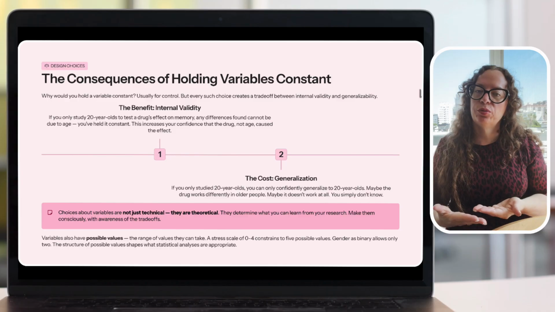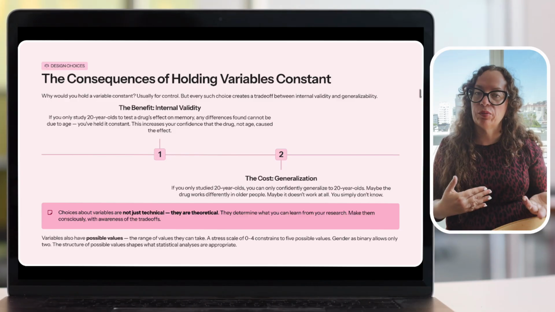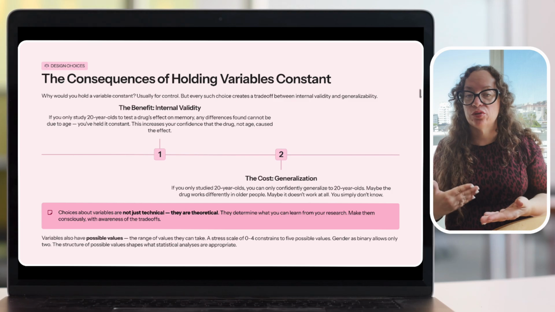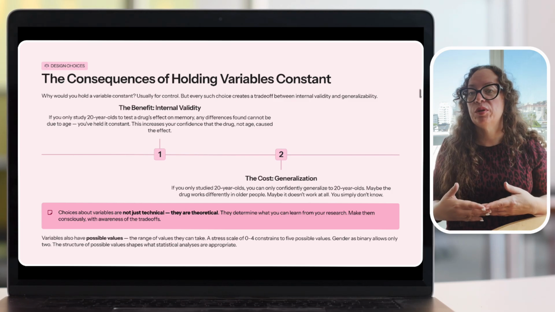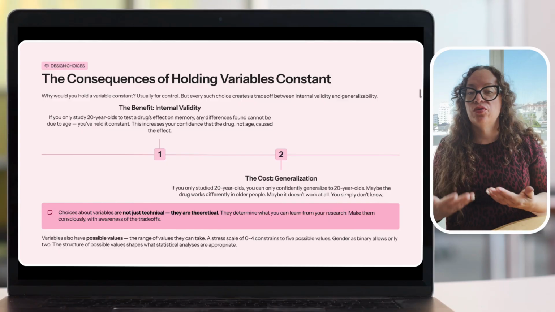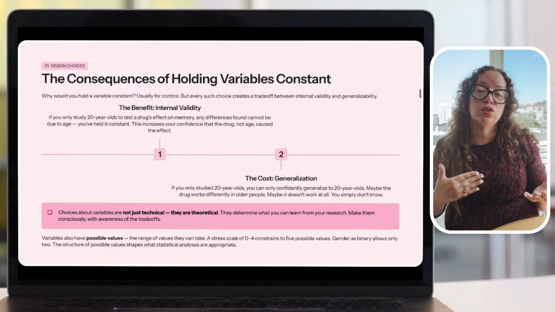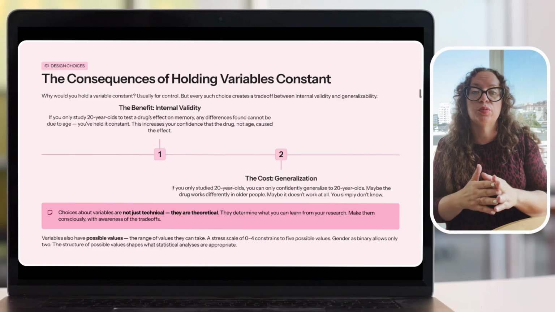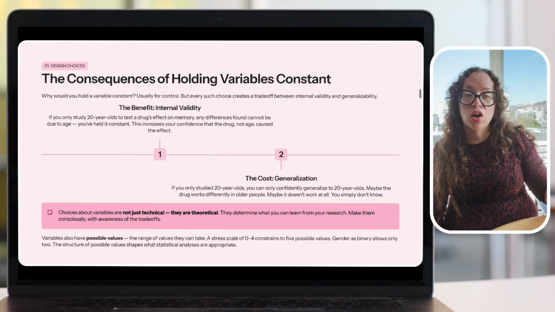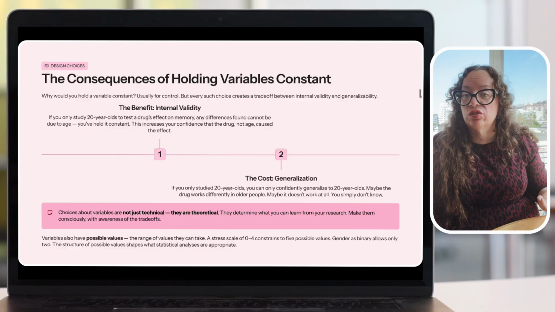Why would you hold a variable constant? Usually for control. If you want to know whether a drug affects memory and you're worried that age might also affect memory, you might decide to only study people of one age. That way, any differences you find can't be due to age. Age is the same for everyone. That's good for internal validity, or for being confident that the drug, not age, caused any differences you observe. But it's bad for generalization.